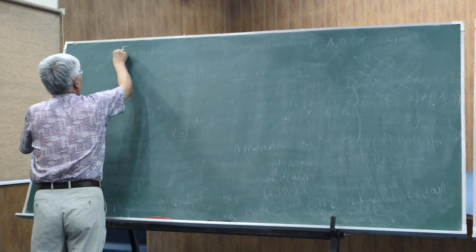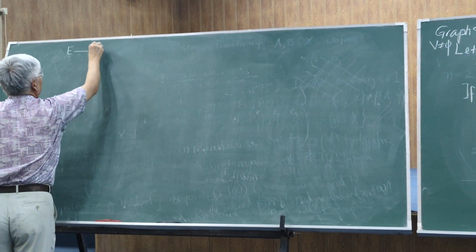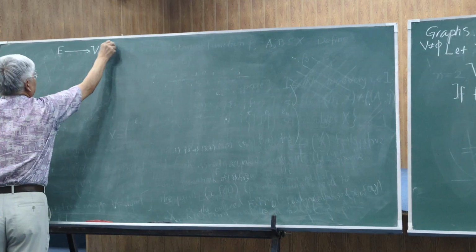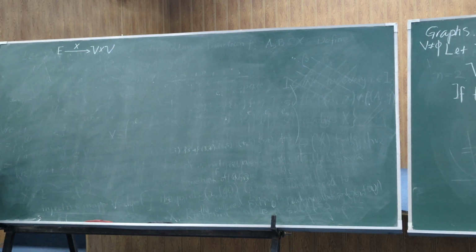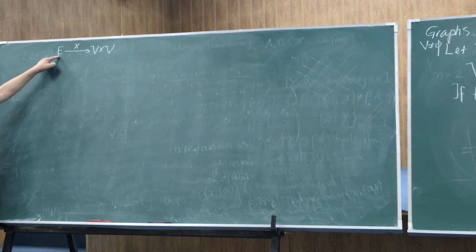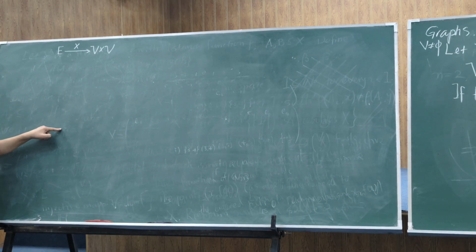So this can be rewritten as E arrow to V cross V, and X is a mapping. When you have a mapping with an arrow from domain to codomain, now it's very obvious that we can generalize this domain, we can generalize this codomain. Let us generalize the domain first. One of the generalizations, not all, instead of taking one set, we take finitely many sets.